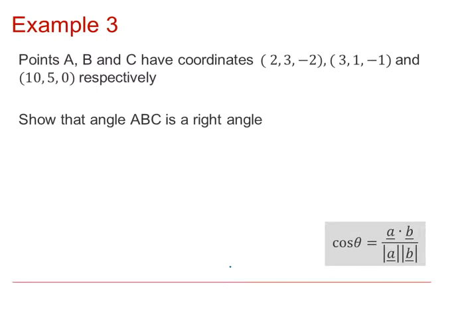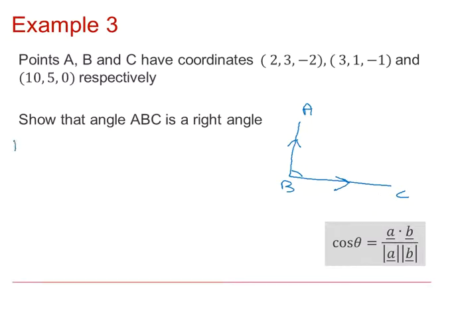Here we've got 3 points, A, B, C, with the coordinates given in 3 dimensions. We want to show that the angle ABC is a right angle. If I just do a quick sketch of the situation, we've got A given, B given, and C given. We're trying to show that this angle here is 90 degrees. I'm going to do that by finding the vector from B to A, finding the vector from B to C, and dotting them together to see what we get.